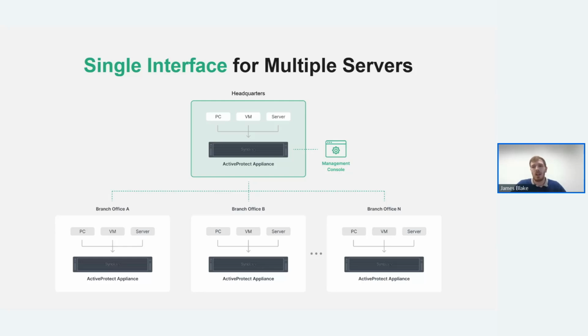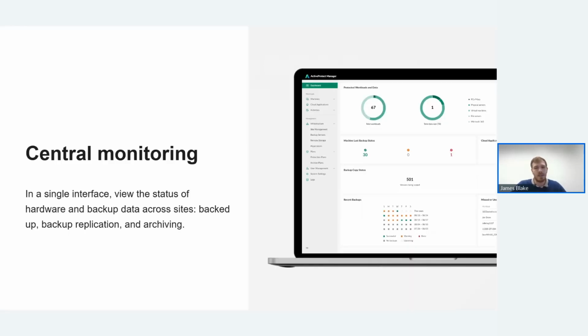With Active Protect, you can consolidate and manage your backup appliances in one place, effortlessly create and manage custom protection plans, monitor up to 150,000 workloads, and perform backups, check each server status, or retrieve data from offsite locations, all from a single interface.